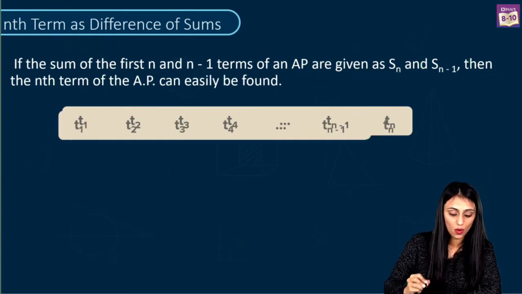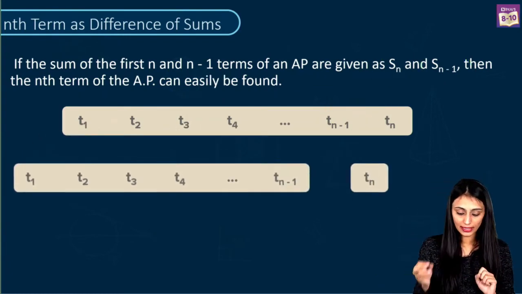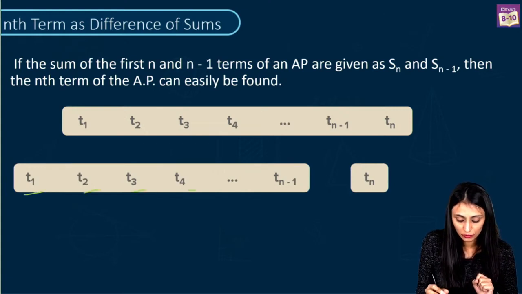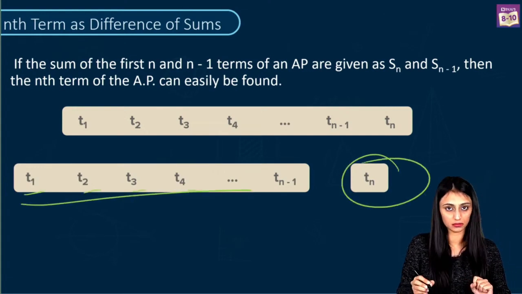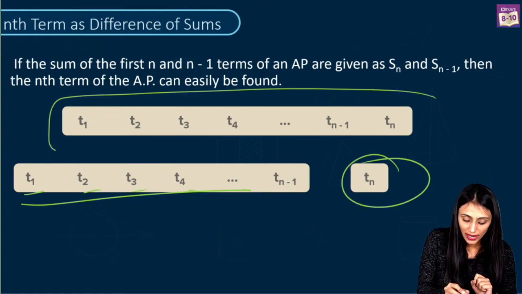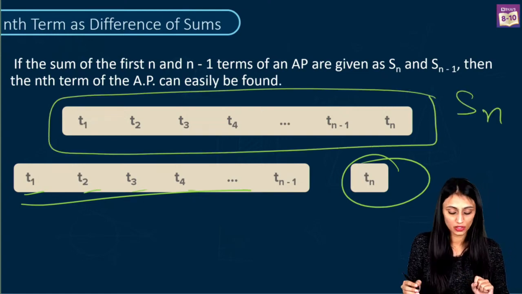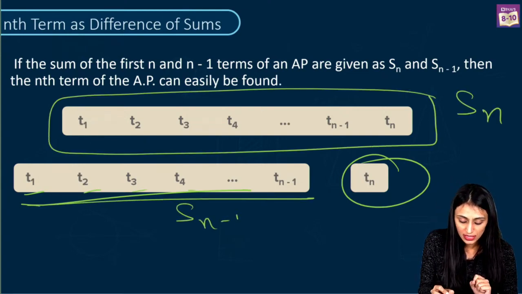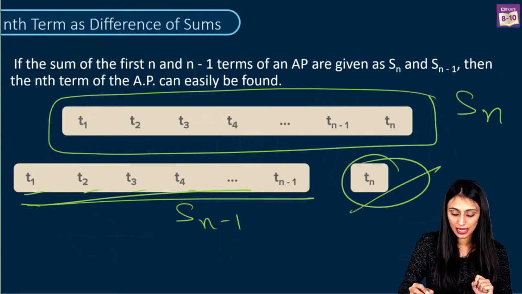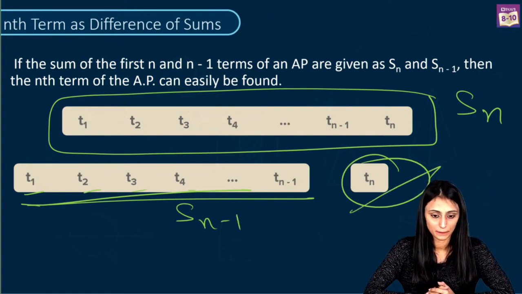Correct? Now, I can write it this way, right? I can write it this way, first term, second term, third, fourth till here and last term. Correct? From here, I'll find the sum of first n terms. From here, I'll find the sum of first n minus 1 terms, and this is my nth term. Right?